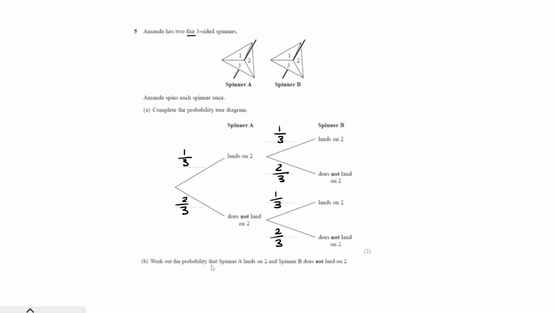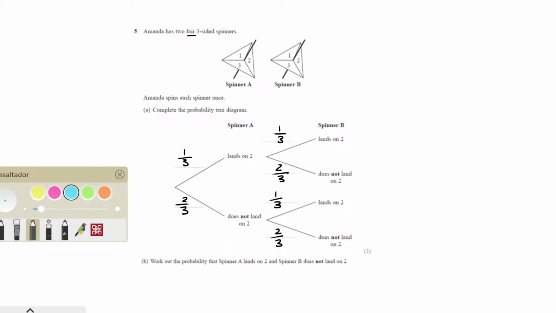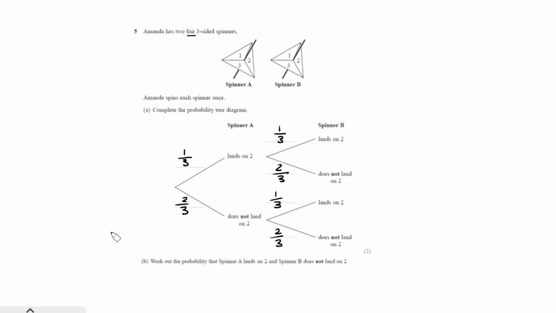Now, part B, work out the probability that spinner A lands on 2 and spinner B does not land on 2. I usually highlight my options. I know that in the exams you probably don't have highlighters, but you can maybe just draw squiggly lines or some kind of thing to identify which branches satisfy the question. So they've said the probability that spinner A lands on 2, so I have to follow this branch here. And then spinner B does not, so then I have to follow this branch here.